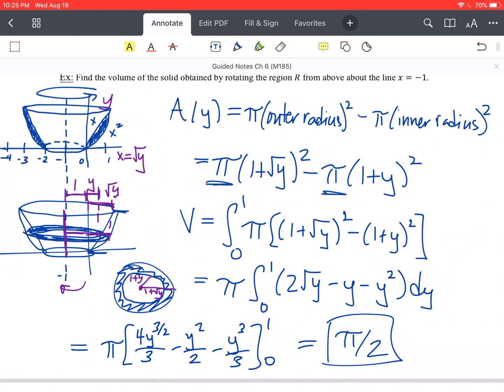Alright, so I know that's a bit of a longer section, a lot of new stuff in this one. So that's going to be it for section 6.2. When we come back in section 6.3, we're going to look at a different method for finding volumes of solids like these. So I'll see you all in the next section.